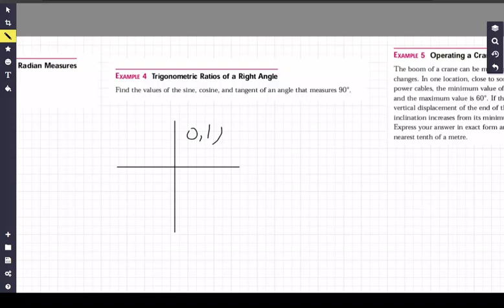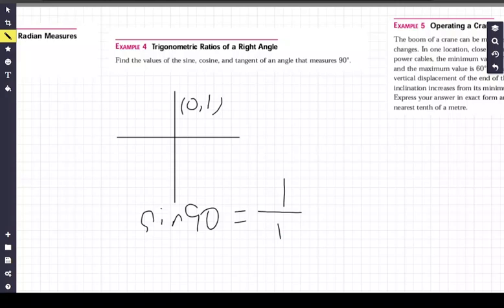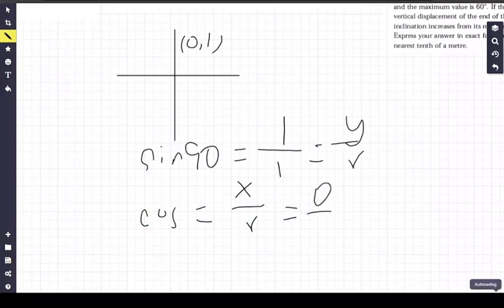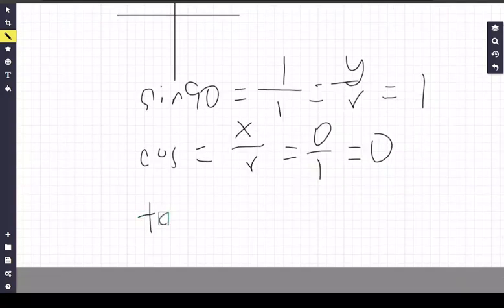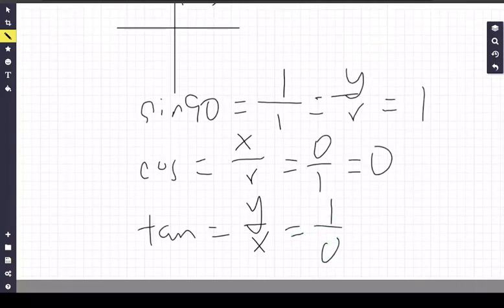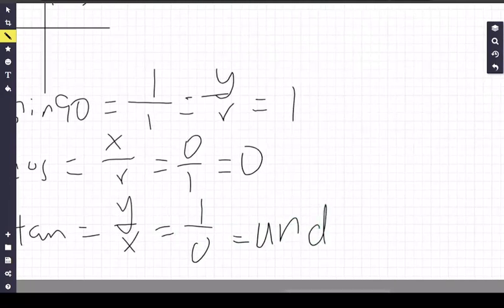So now let's do some sine. If sine of 90 is equal to this, this accounts for the hypotenuse and the radius. Remember, sine was equal to y over r, and cosine was equal to x over r, which in this case is 0 over 1, which is 0. Now, for tangent it's a little different. It was y over x. So our y value is 1, that's fine, but our x is 0. So that is actually undefined.